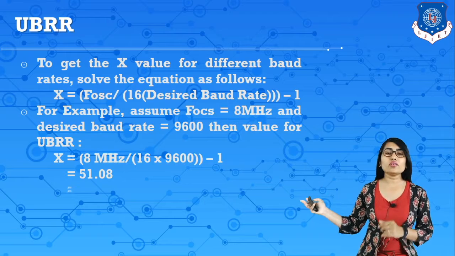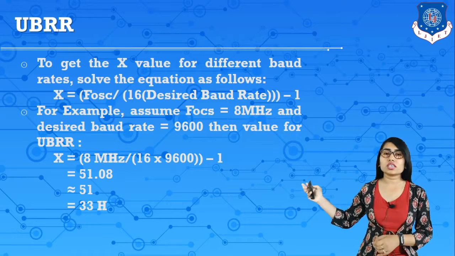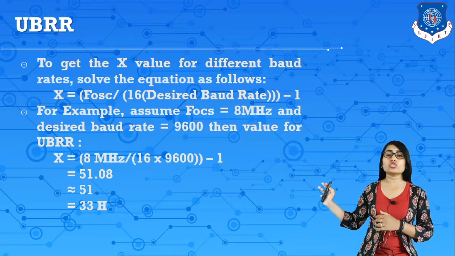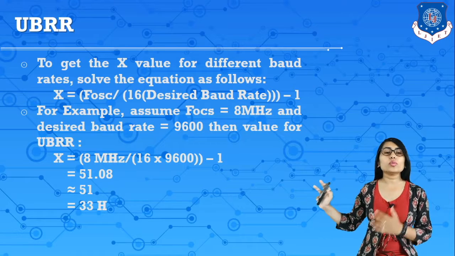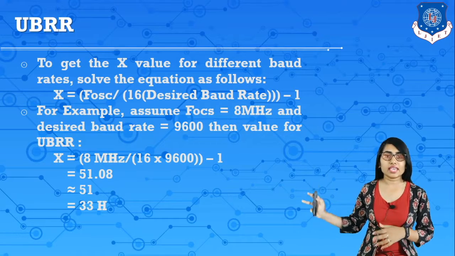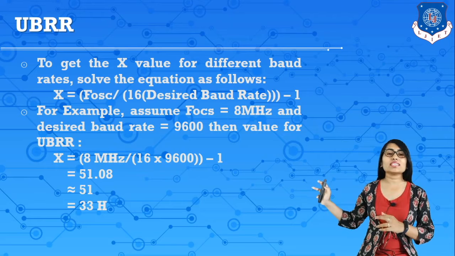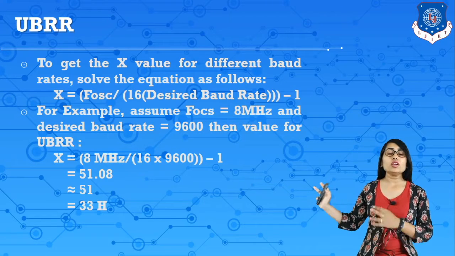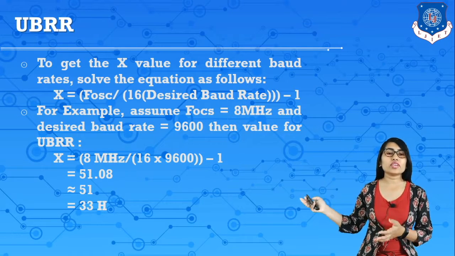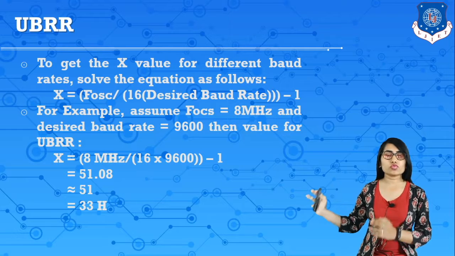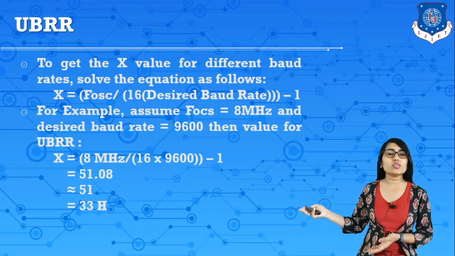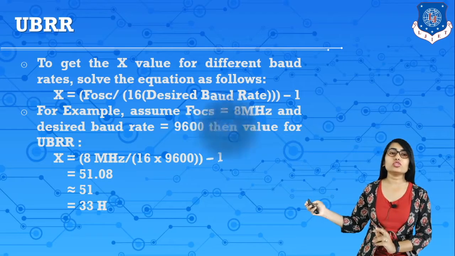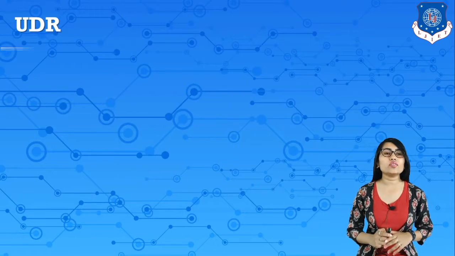Here we have one example: if FOC is equal to 8 megahertz and desired baud rate is equal to 9600, then the value of UBRR is x equals 8 megahertz divided by 16 times 9600, minus 1. So here we get 51.08, so the value of UBRR is 51 in decimal, or we can convert this to hexadecimal, so we have 33H. This is how we can calculate the value of UBRR.